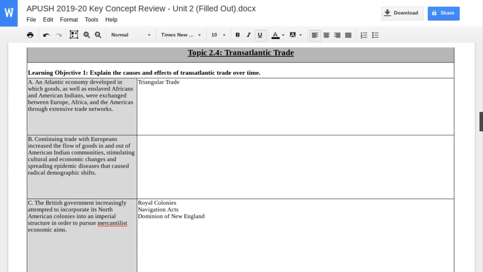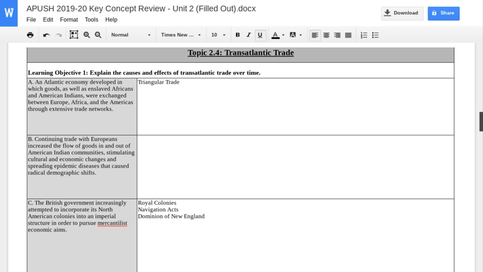But as it states, an Atlantic economy, which you can reference as triangular trade, develops in which goods as well as enslaved Africans and American Indians were exchanged between the places that we're talking about. Well, if you're thinking about the causes of it, we've pretty much talked about the causes of it up to this point. It's mercantilism. It's the products, the raw materials, the things that are coming from these colonies that are going to be driving this.